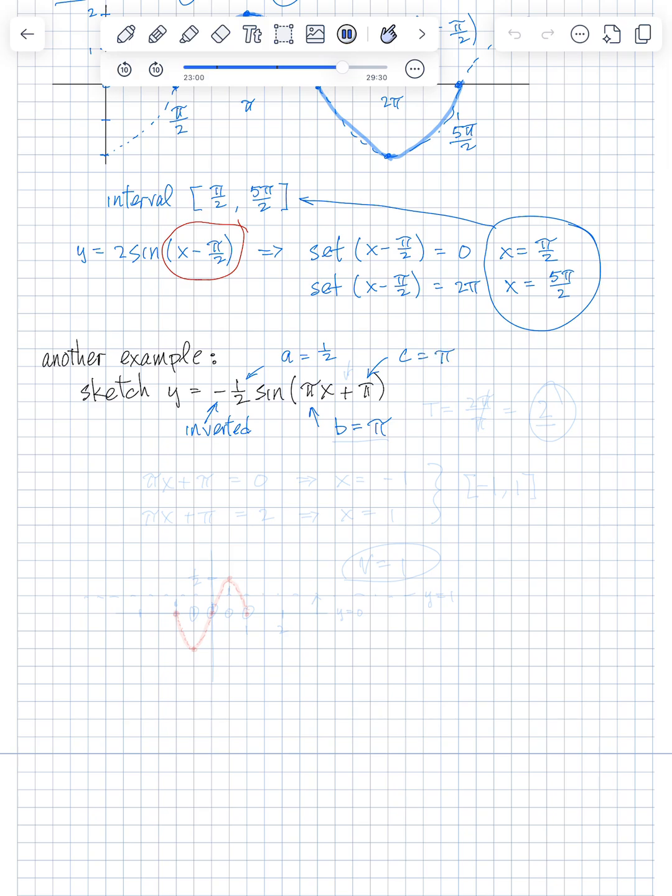And it's positive, so it means we're going to shift it left. And so now we have to find the period. T is equal to 2 pi over B. B is pi, so the pi's cancel, so the period is 2.